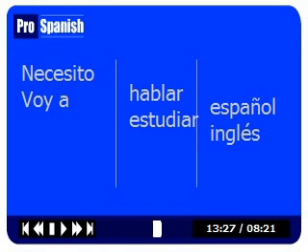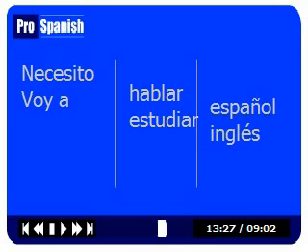Incidentally, if you want to use a negative and say I don't need or I'm not going to, you just start with no. No necesito. I don't need. No voy a. I'm not going to. So you try. I don't need. No necesito. Repeat. No necesito. And repeat. I'm not going to. No voy a. So easy. We just start off with no.